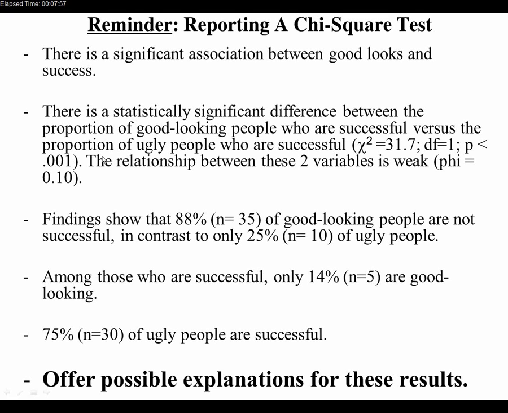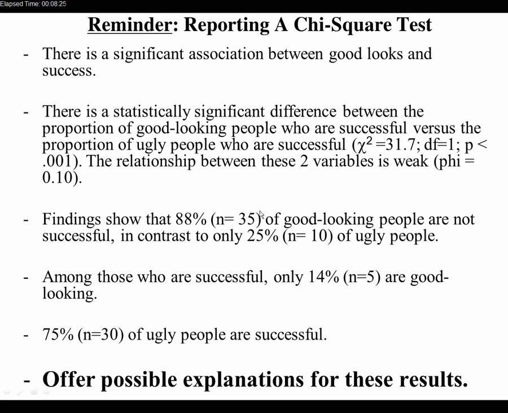There is a statistically significant difference between the proportion of good-looking people who are successful versus the proportion of ugly people who are successful. Okay, and you remember we found that chi-square equals 31.7, the degrees of freedom equaled 1, and p was less than 0.001, which means what? It means that I have a 99% chance of being correct, all right? And the relationship between these two variables is weak because the phi value was only 0.10, all right?